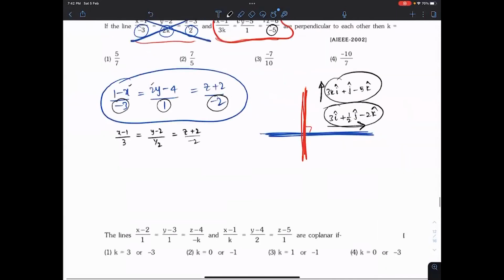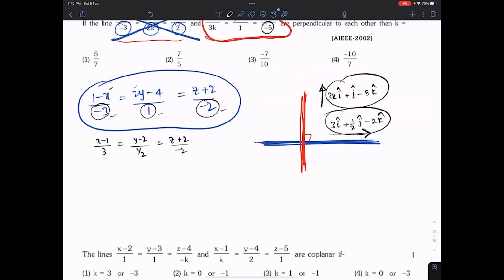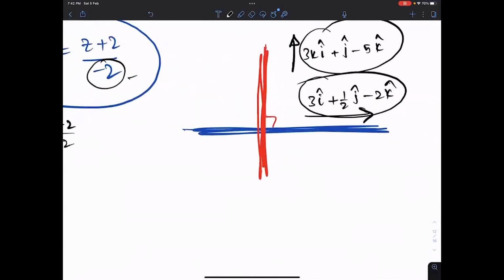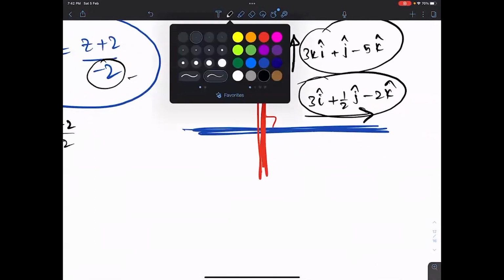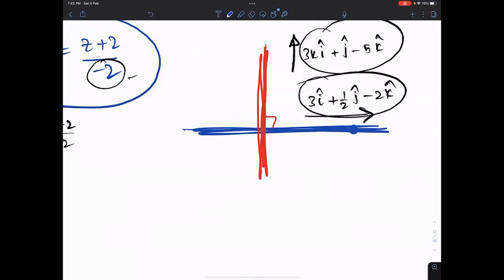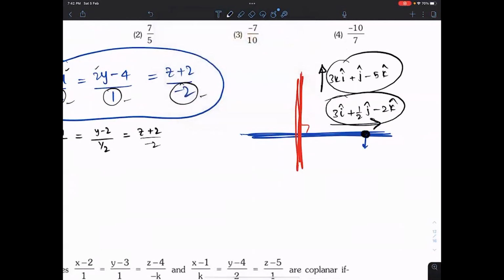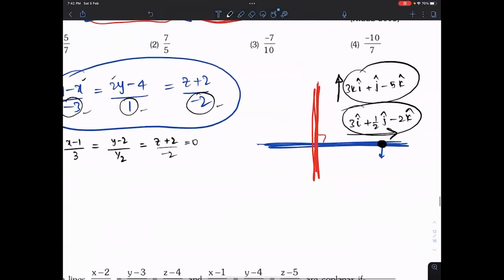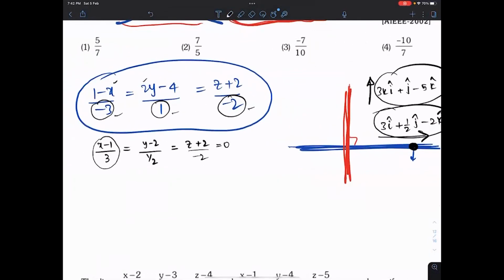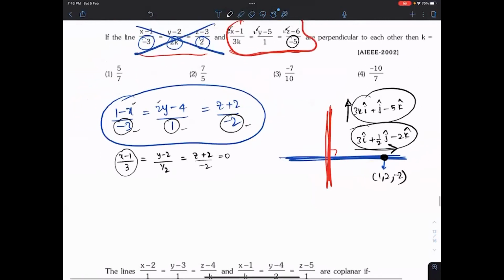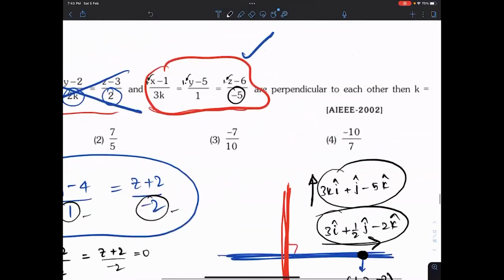Now, if I ask you to tell me a point on the blue color line, one point, I'll tell you. You equate it to 0, for example. What do we get? X is 1, y is 2, z is minus 2. What is one point on the red color line? You equate it to 0.